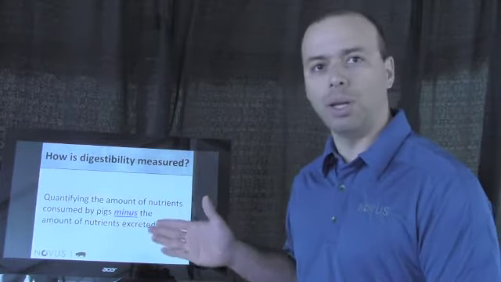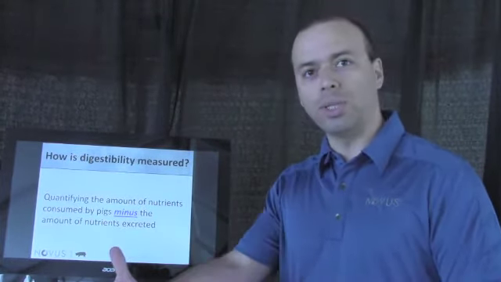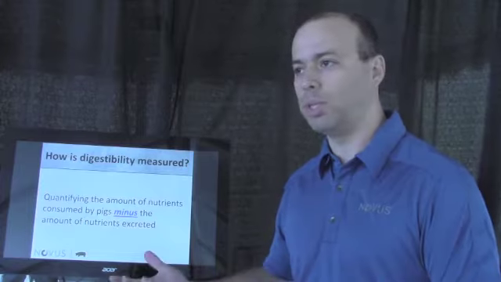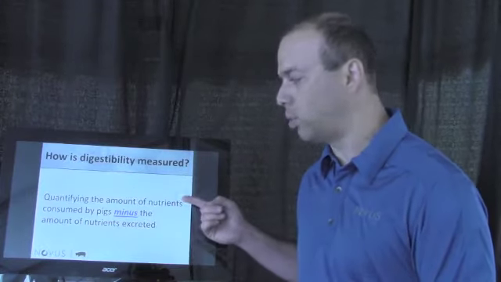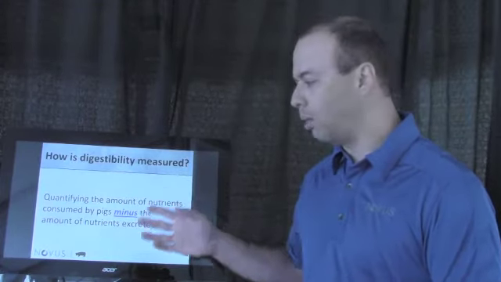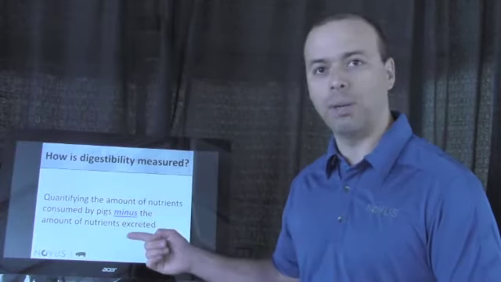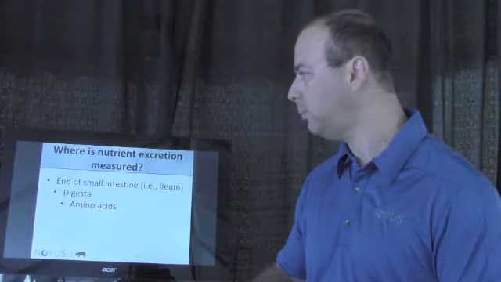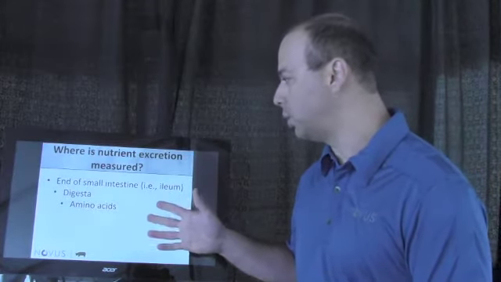How is digestibility measured? Since measuring what's actually absorbed by the animal and distributed around the body is difficult, we have taken a different approach. Basically what we do is we measure the amount of nutrients that are consumed by the animal, and we measure the amount of nutrients that are excreted by the animal, and by difference we can calculate digestibility.